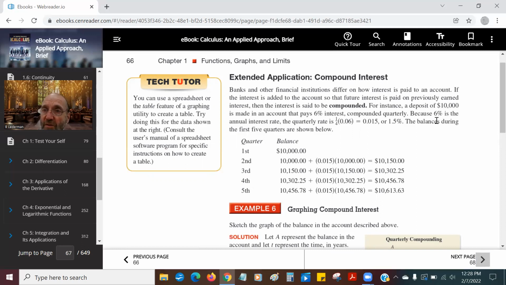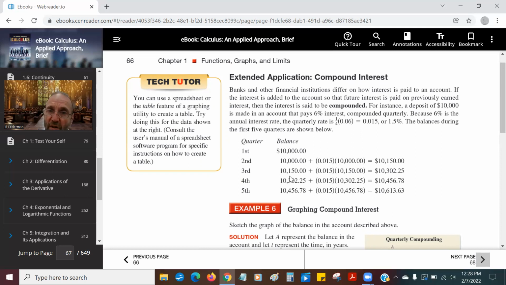because 6% is the annual interest rate, the quarterly rate is 1/4, because a quarter means 3 months, of 0.06, which is 0.015 or 1.5%. So you get 1.5% every 3 months, and the balances during the first 5 quarters wind up being: first you have 10,000, and then the next you have 10,000 plus the interest, 0.015 times 10,000, which gives you a grand total of 10,150.